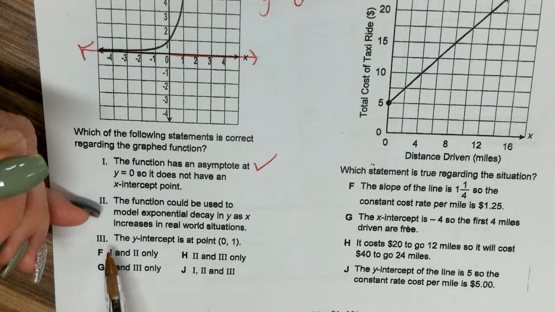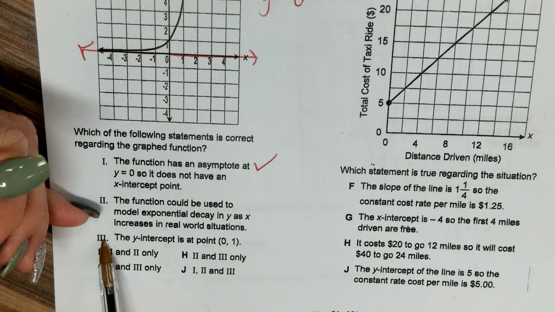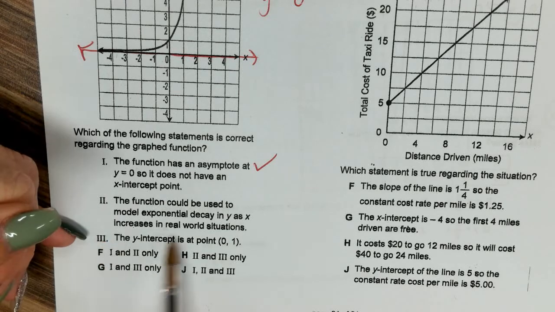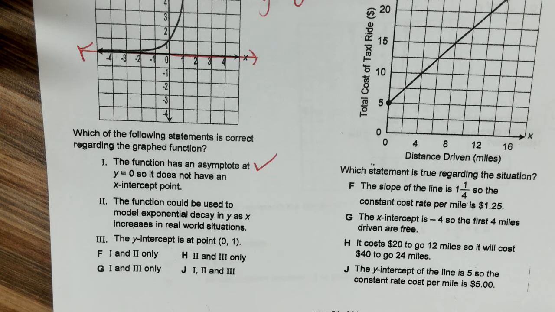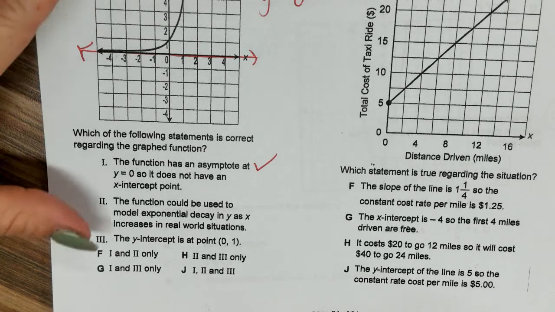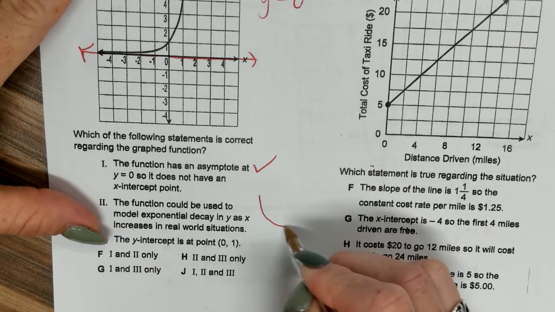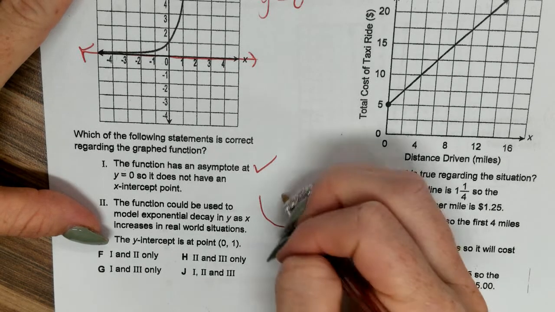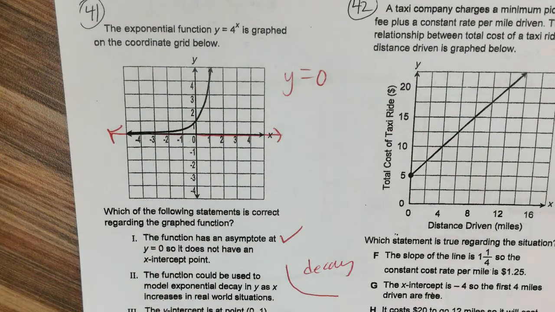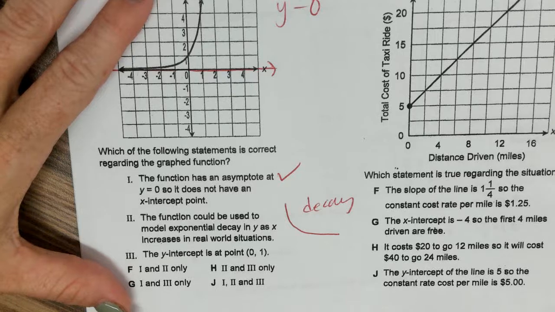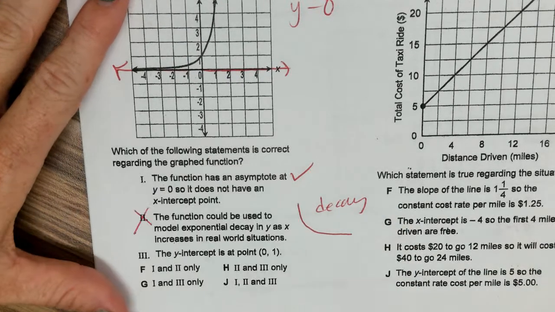I honestly think only part 3 is true, that third statement about the y-intercept. But I'm going to show you this anyways. Part 2 says the function would be used to model exponential decay. Well, do y'all know what decay means? Decrease. So exponential decay would start high and decrease like that. That's decay. This right here starts low and goes high. That's growth. Okay, so no, that one was not true.